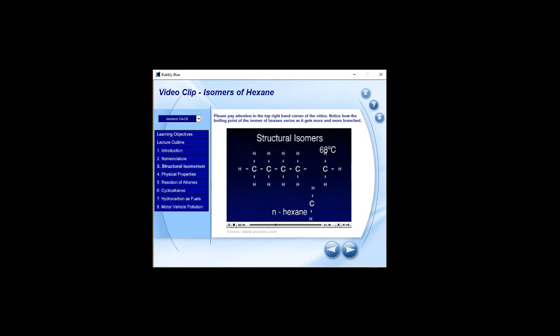Moving the end carbon to the second carbon position and rearranging hydrogens produces 2-methylpentane. Sliding the methyl group to the third carbon position produces 3-methylpentane. Moving the methyl group to the fourth carbon position appears to make 4-methylpentane. But wait! Rotating the molecule shows that it's identical to 2-methylpentane.